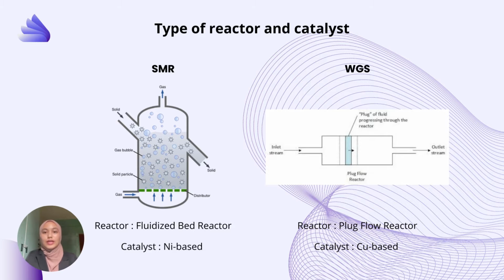In this process, there are three main reactors being used, which are the steam methane reforming (SMR) unit, the water gas shift (WGS) unit, and PSA to produce hydrogen with more than 99% purity. For the reaction engineering subject, we will be focusing on the SMR and WGS reactors.